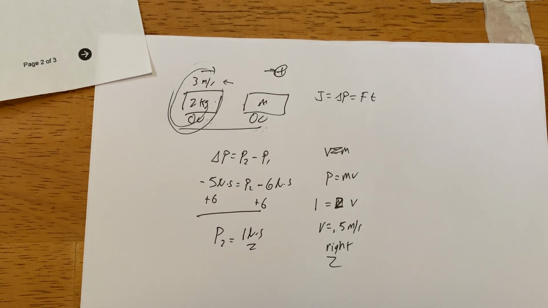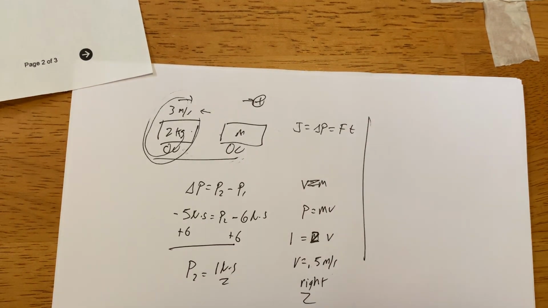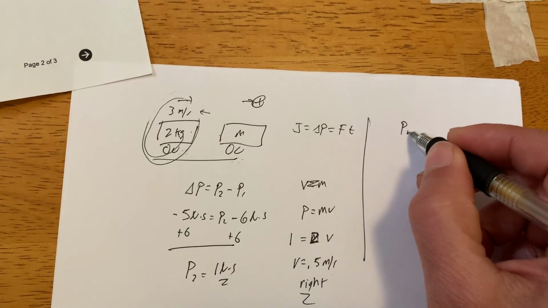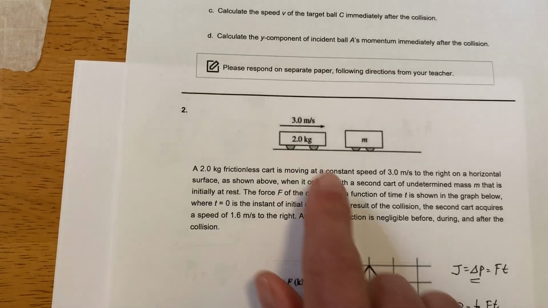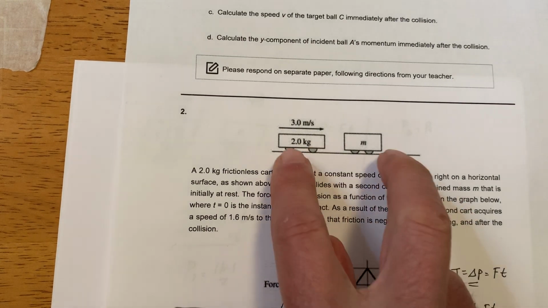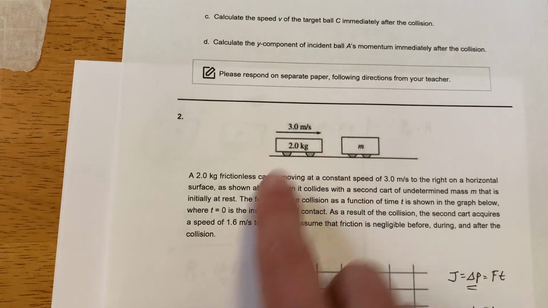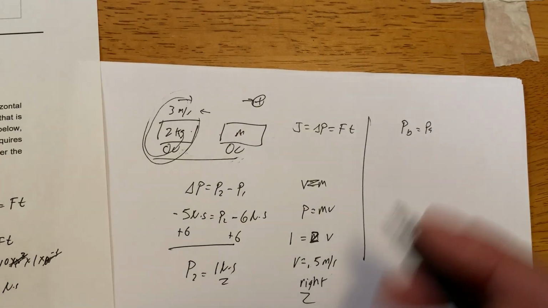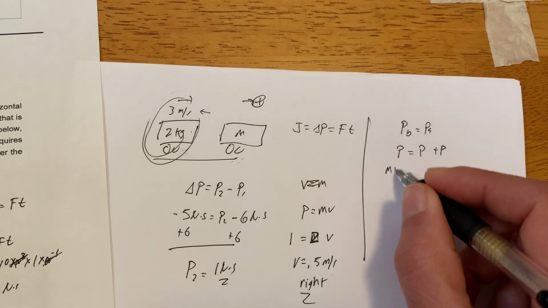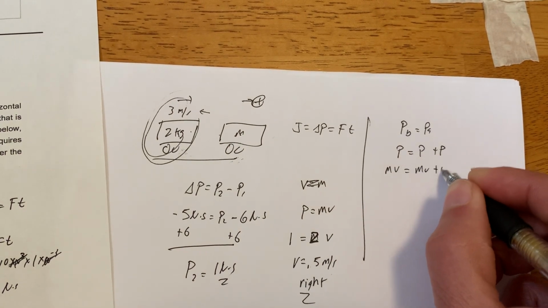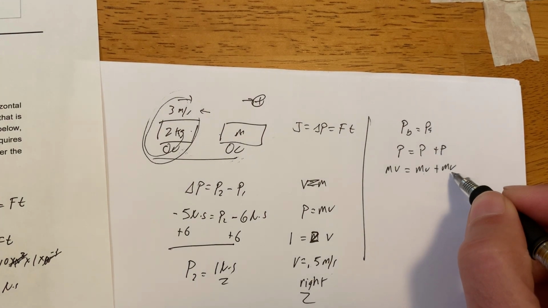Okay, so B, calculate the mass of the second cart. All right, mass of the second cart, P before is equal to P after. What do I have? Well, this guy has momentum. It crashes in. This guy doesn't have momentum. After the collision, both of these guys are now going to have momentum. So it's going to be P before is equal to P plus P, mv plus mv, where this is the first cart, this is the unknown mass.